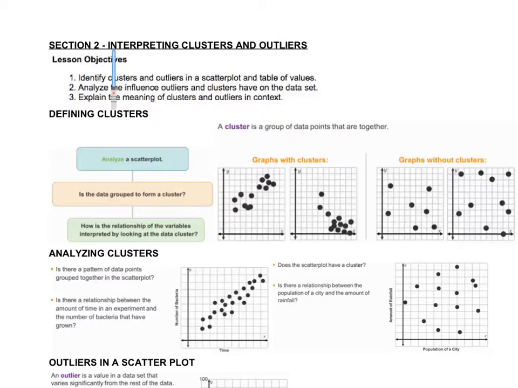Notice how I've changed my pointer to a lightsaber, which I think is pretty rad.